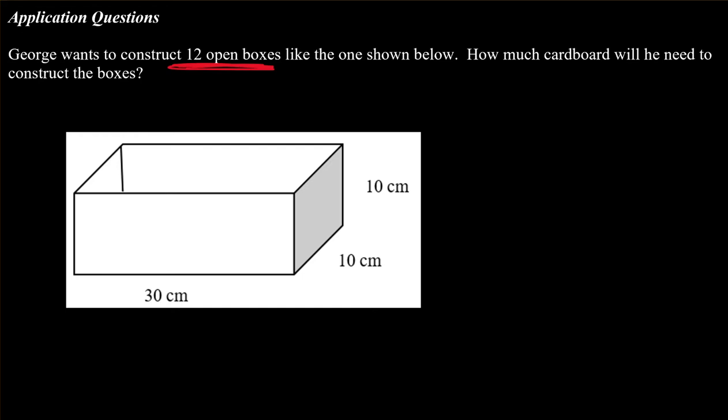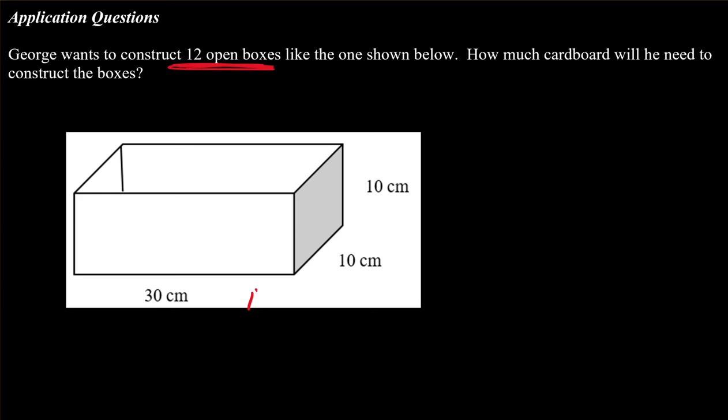Well, let's see. If they're open boxes, that means they've got the four walls and a bottom, but they do not have a top. This is where it's really fundamentally important that we do not just look at the equations on your formula sheet. It's much better to focus on, okay, what are all of the surfaces of my object? What are they actually?